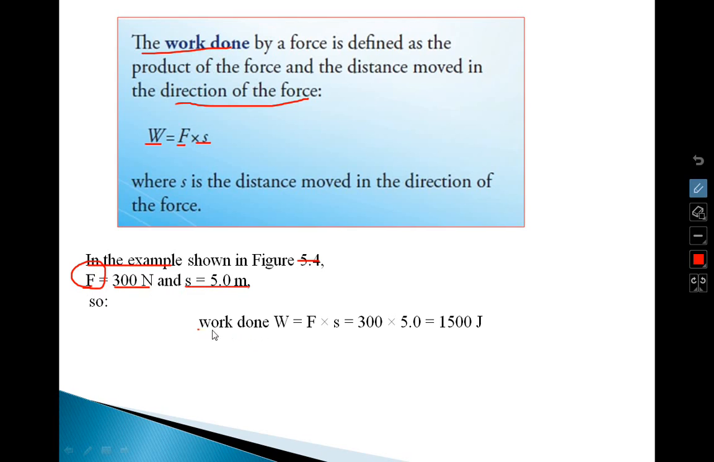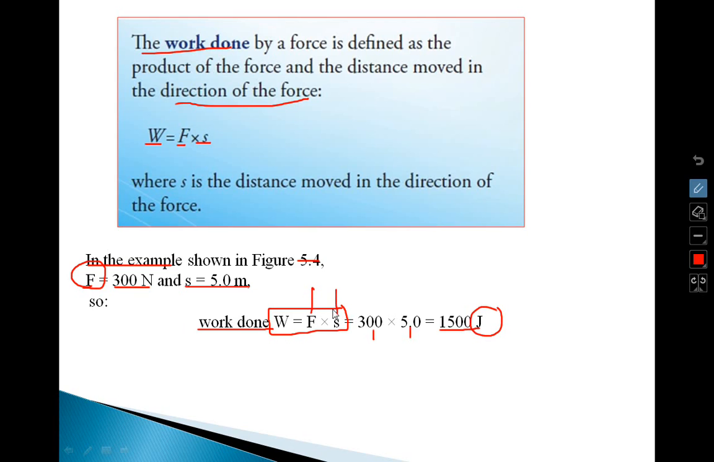So what's the work here? The work is W. This is the formula: W is equal to F times S, force times distance, which is equal to 300 times 0.5, which is equal to 1500 joule. So the work is calculated in joules.